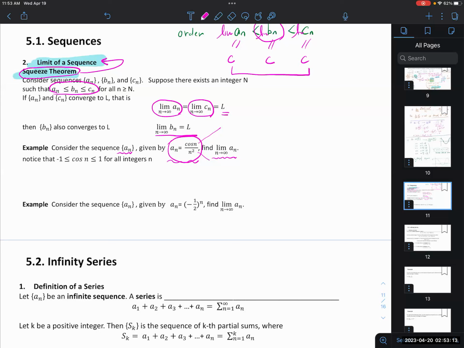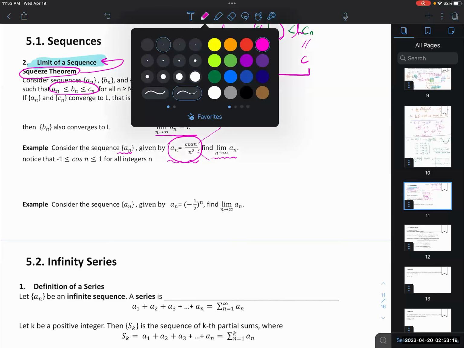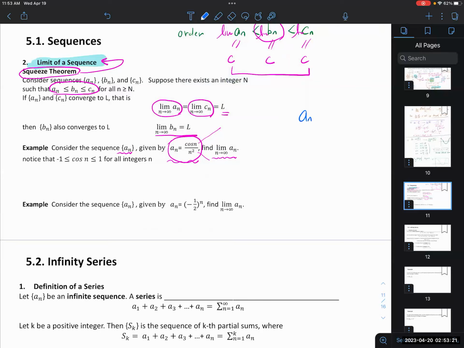Okay, so let's set it up. We are trying to know whether the limit of a_n, which is the limit of cosine n over n squared, is divergent or convergent, correct? It's a little bit complicated function, cosine n over n squared.